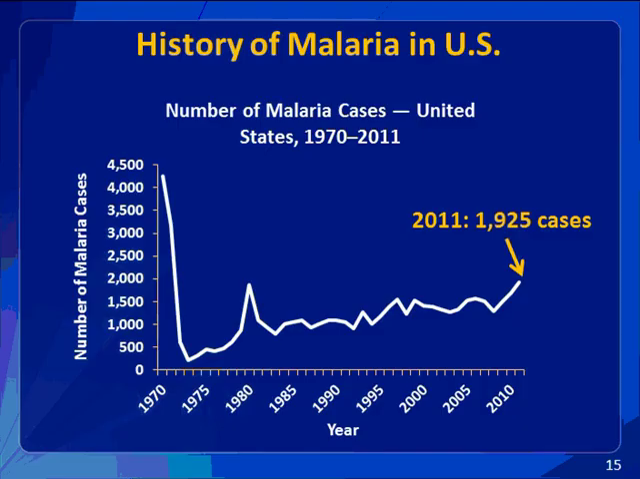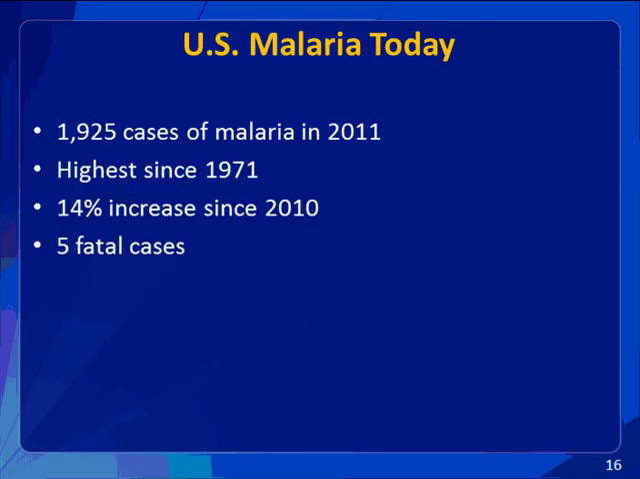According to the 2011 Malaria Surveillance Report for the United States, the most recent year with available data, 1,925 cases of malaria were reported in the U.S. These 1,925 cases registered in 2011 is the highest number since 1971 and represents a 14% increase since 2010. In 2011, 5 people in the U.S. died from malaria or associated complications.